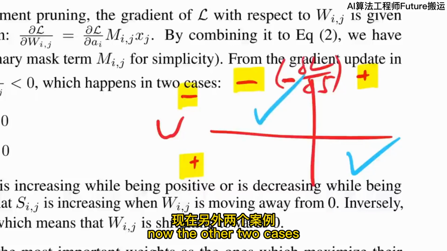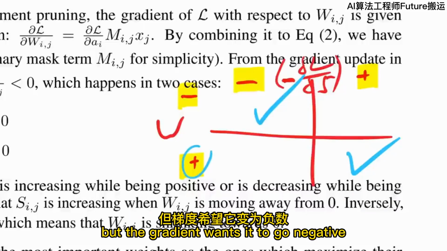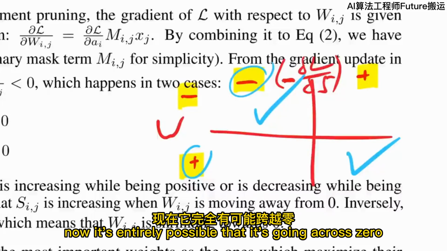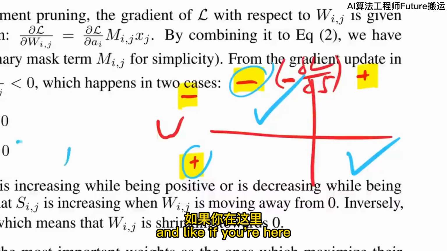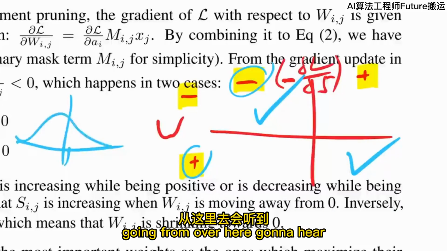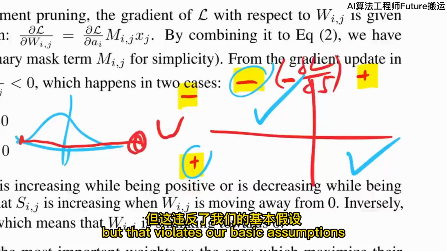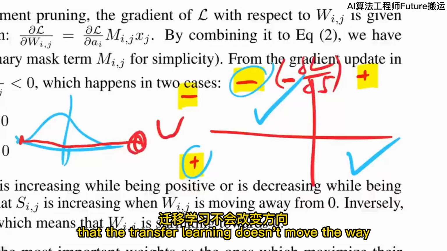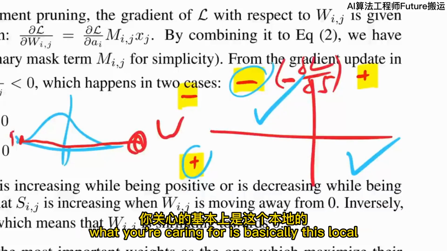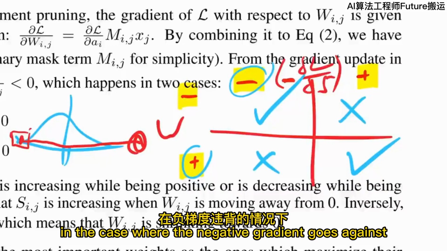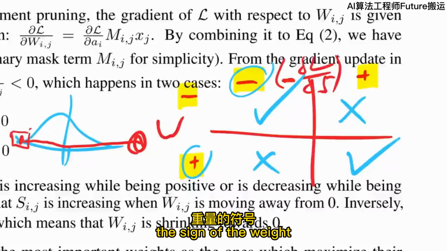Now the other two cases mean basically the weight's already positive, but the gradient wants it to go negative, which means it's pulled towards 0. Now it's entirely possible that it's going to cross 0 and become super large. But that violates our basic assumption that transfer learning doesn't move the weights too much, right? What you're caring for is basically this local neighborhood right here. Okay, so you can make the fair assumption that these weights are not that important in the case where the negative gradient goes against the sign of the weight.